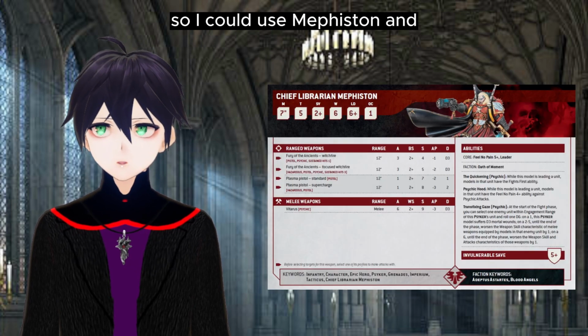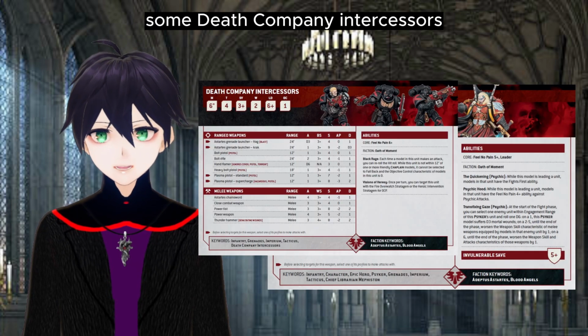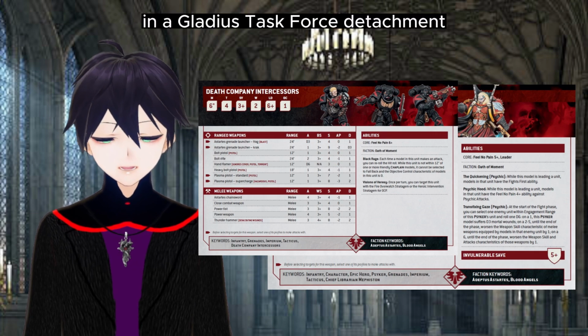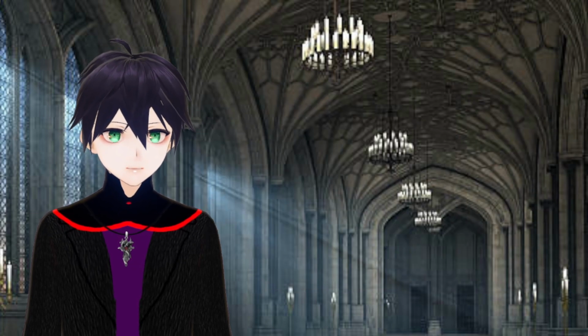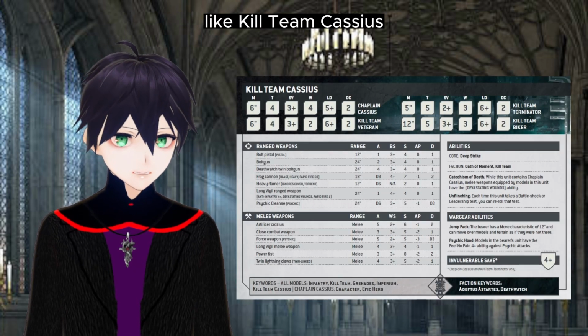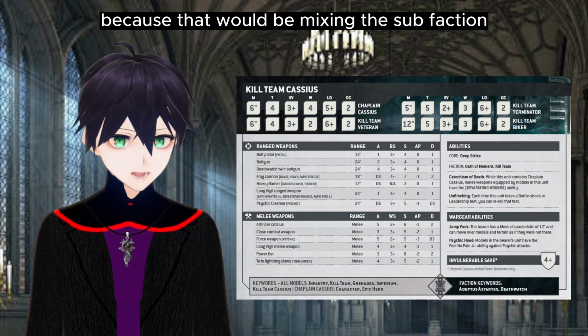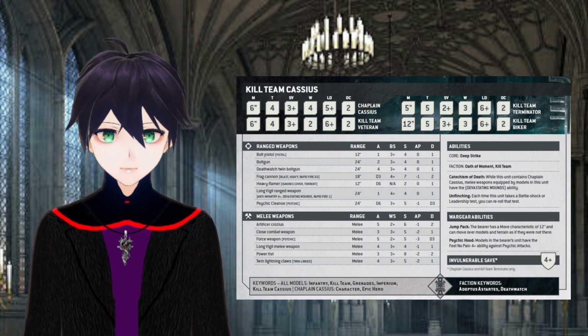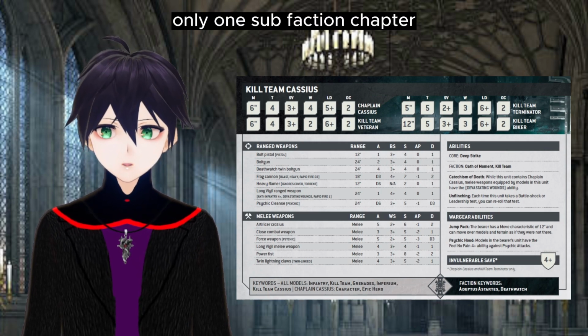Okay, so I could use Mephiston and some Death Company intercessors in a Gladius task force detachment, but I couldn't then also include Deathwatch units like Kill Team Cassius, because that would be mixing the subfaction within the Gladius task force. Not allowed. Only one subfaction chapter keyword.